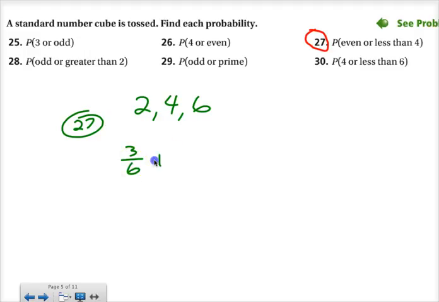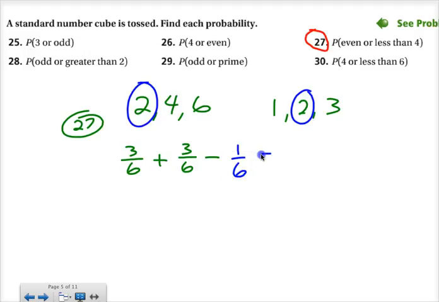Then I want to add, because this is an or, all the numbers that are going to be less than 4. Well, that's going to be 1, 2, and 3. Those are the numbers that are less than 4 on a standard number cube. So that's 3 over 6. But remember, with or, we have to subtract any number that's been counted twice. So I'm always glad that I write my options down when I do these, because it's very easy to see when you have something in the overlap, something that is in both groups. And that's going to be the 2, so that's 1 out of 6.